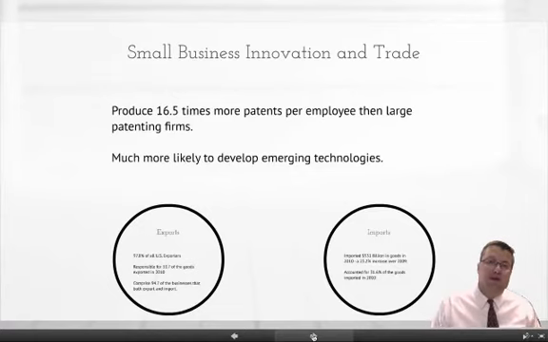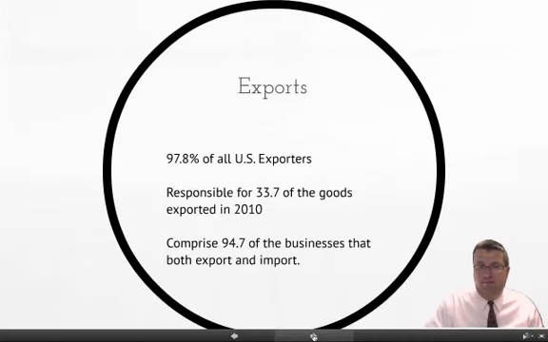When we talk about innovation in trade, how much innovation is coming from small businesses? Per employee, they produce 16.5 times more patents than large patenting firms. When they're developing patents, they are more likely to develop and work in emerging technologies.